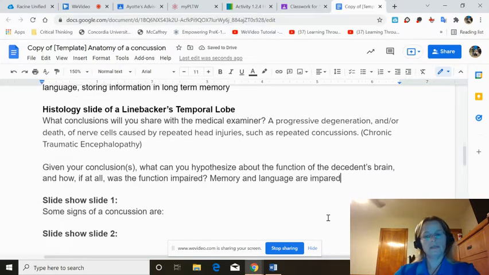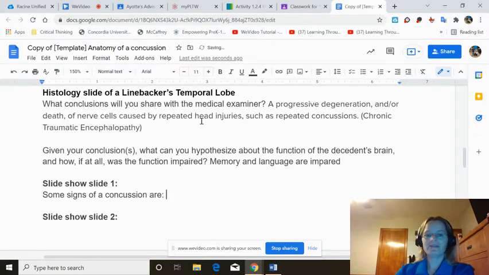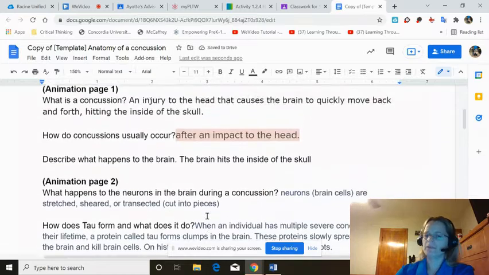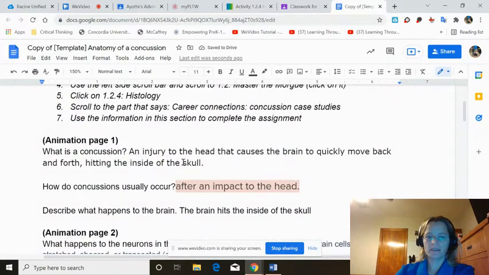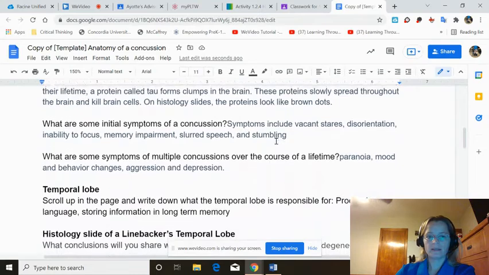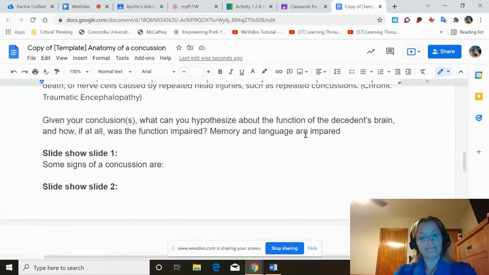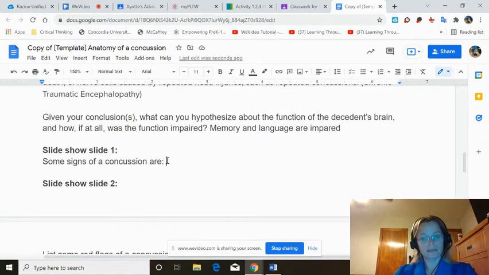Impaired. Yeah, I guess that's spelled right. All right, so this isn't a slideshow anymore. My apologies, I didn't check this. So signs of a concussion, we already have that up here. I'm not sure why I would ask that twice. Let's see. Initial symptoms of a concussion. So I'm just going to copy and paste.